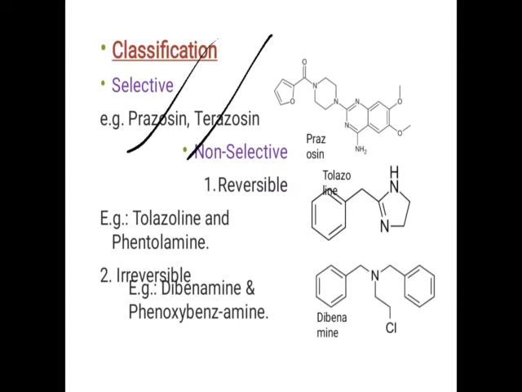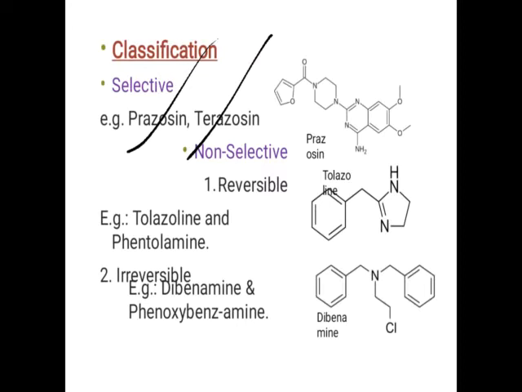Then another class of alpha blockers is the non-selective alpha blockers. These non-selective alpha blockers can bind to the alpha 1 receptor as well as the alpha 2 receptor. So they can block alpha 1 as well as alpha 2 receptor. Hence they are called non-selective. There is no selectivity for these drugs. So they are classified into two types, that is the reversible and irreversible.